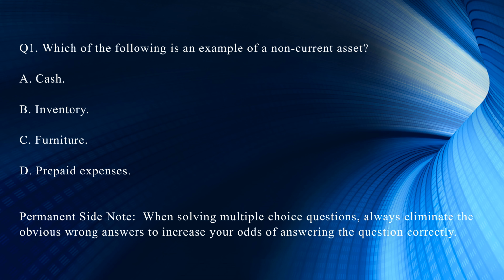Now, what about D, prepaid expenses? Prepaid expenses is another current asset with the expectation of being utilized within a 12-month period. So we're left with C. And C is furniture, and that is considered a fixed asset or a non-current or long-term asset. So the answer to the question is C, furniture.